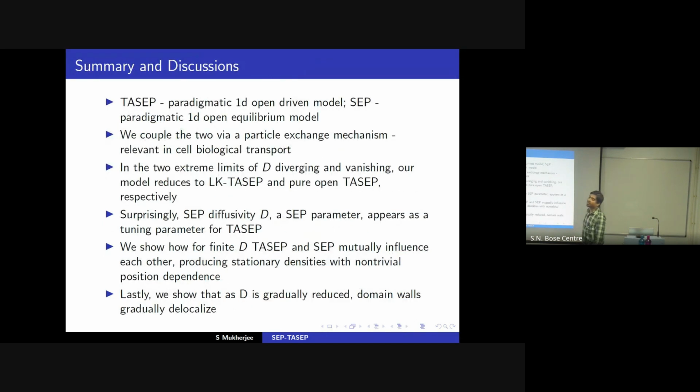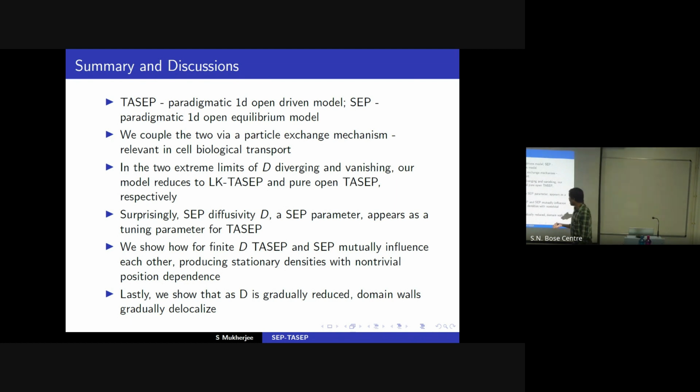So here's the summary of our work. We know we have a famous non-equilibrium model, TASEP. On the other hand, we have another famous equilibrium model, SEP. We couple these two models through particle exchange. And we find that in the two extreme limits, for D diverging and vanishing, our model reduces to LK TASEP and TASEP respectively. Surprisingly, the SEP parameter D, which is diffusivity, appears as a tuning parameter for the TASEP.